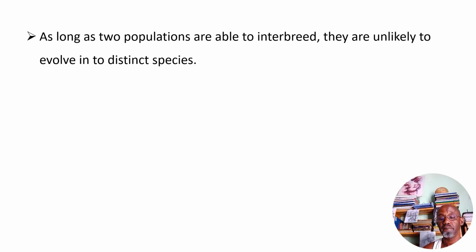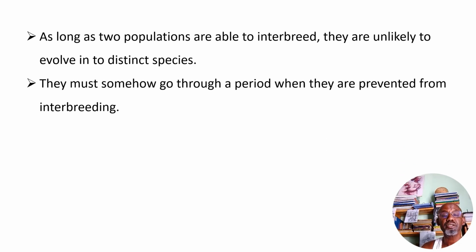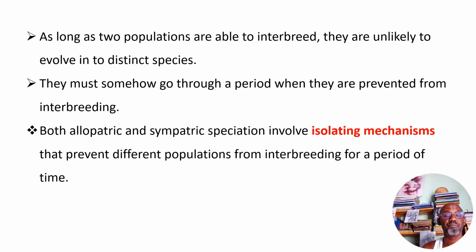If they have stopped interbreeding over a long period of time, they can become different, of course. They must somehow go through a period when they are prevented from interbreeding. What does it mean? There must be reproductive isolation. Both allopatric and sympatric speciation involve isolating mechanisms that prevent different populations from interbreeding for a period of time.